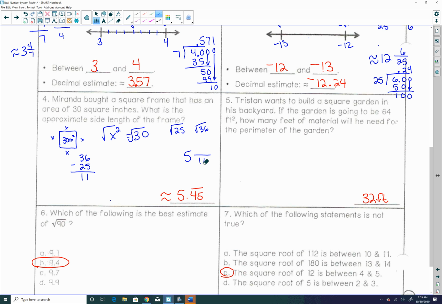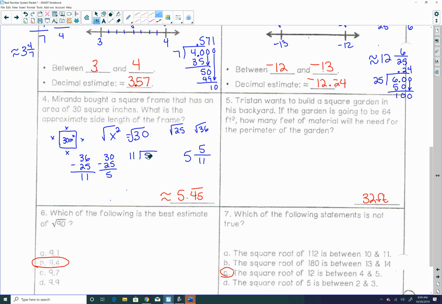And my numerator, what am I looking for? 30 minus 25 is going to be 5. So 5 and 5/11. Now I'm going to change the 5/11 into my decimal. It is already a fraction. So 5 divided by 11.